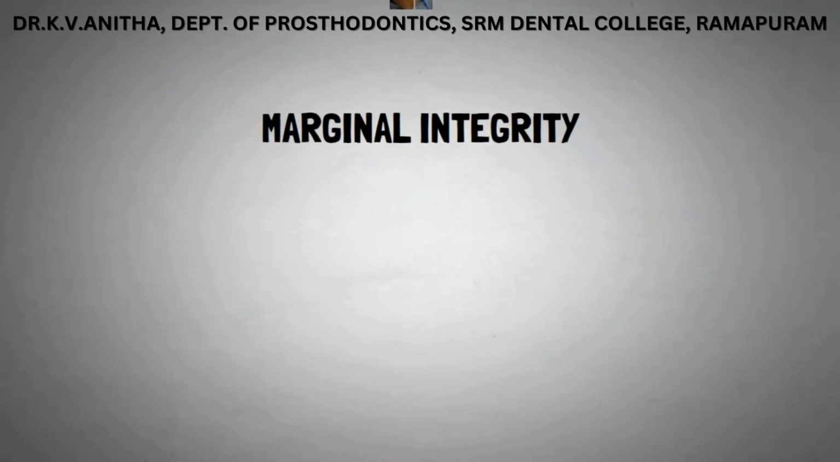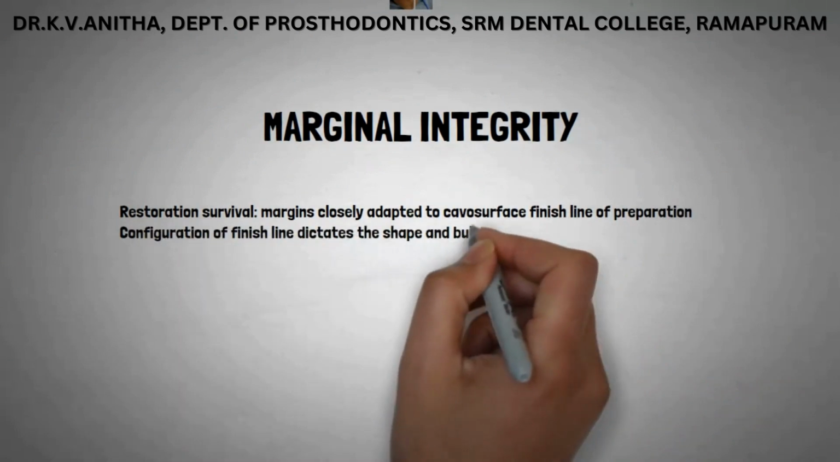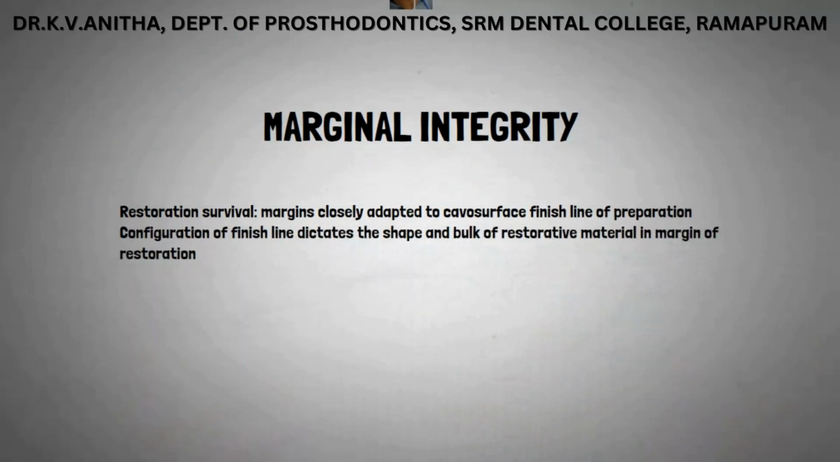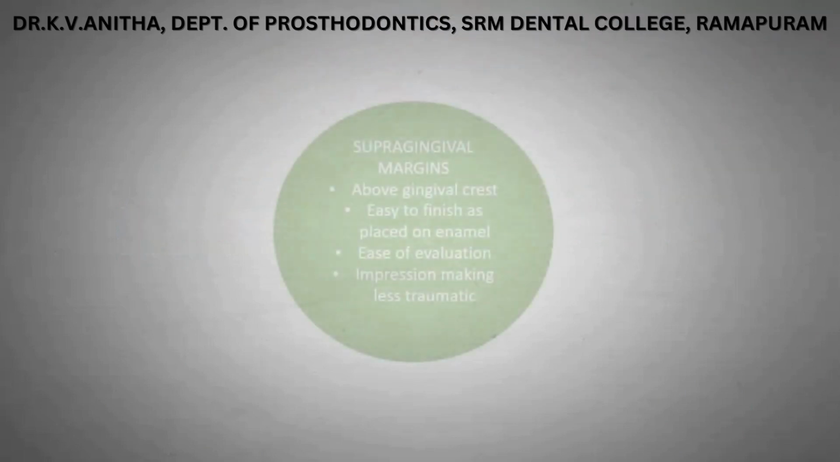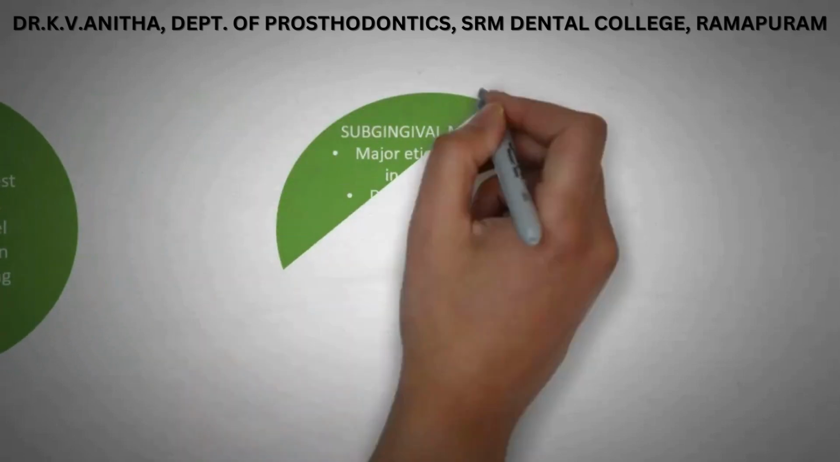Marginal integrity. The survival of the restoration mainly depends on margins which have to be adapted closely to the cavosurface finish line of the preparation. The configuration of the finish line dictates the shape and bulk of restorative material in the margin of the restoration. Supragingival margins are above the gingival crest. They are easy to finish as they are placed on enamel. They also have ease of evaluation and make impression making less traumatic.